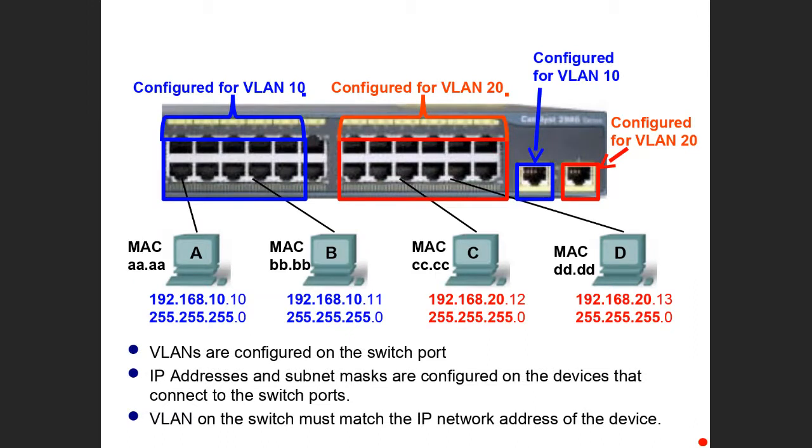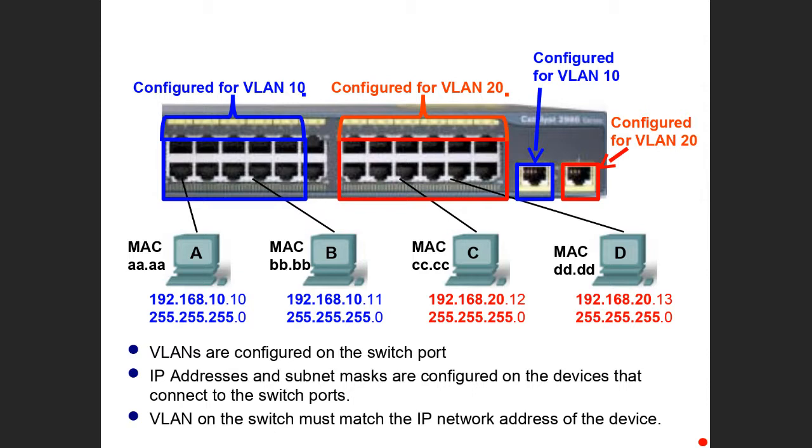So VLANs are configured on the switch port. In this case, he's configured ports 1 through 10 to be on the blue VLAN, and we're going to call that VLAN 10. He's configured ports 13 through 24 to be on VLAN 20. Those are the ones outlined in red. And they've been configured on the switch port. And we'll see the command for that in just a second.